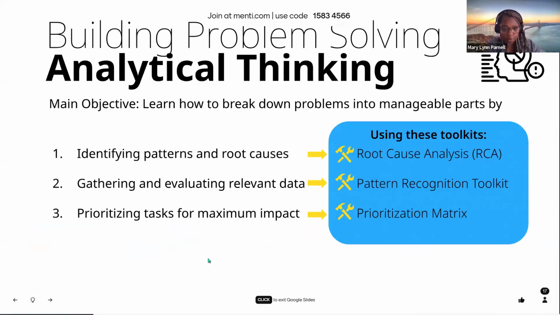Okay, so first one is analytical thinking. So the main objective was learning how to break down problems into manageable parts. And the tools that we covered were the root cause analysis. Remember, what's the real reason? What's really happening? What's the real problem? Pattern recognition, and also prioritization matrix. So identifying patterns and root causes, gathering and evaluating relevant data, and then prioritizing data for maximum impact. And that is what we covered in general for the tools for the analytical thinking.